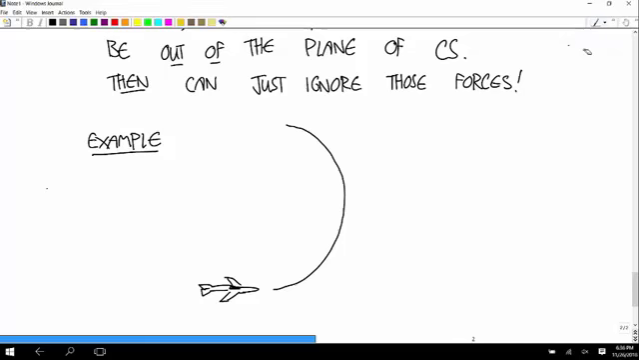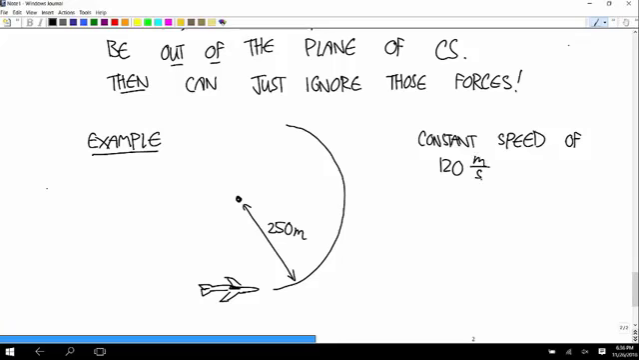Okay, and let's say that it's following a circular path. Here's the center of the circular path. And the radius of this circular path, I guess this isn't drawn to scale. Let's say the radius is 250 meters. And as it goes through this part of the circular path, it has a constant speed of 120 meters per second.